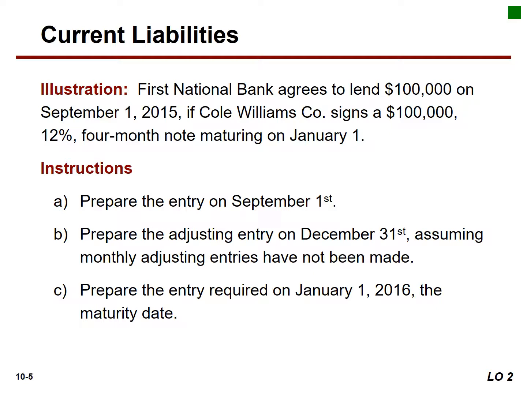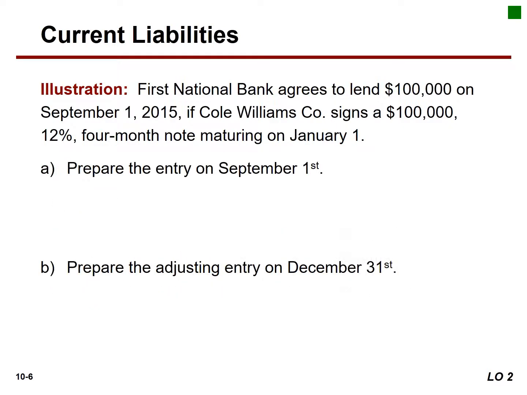So in this example, this company borrows $100,000 on a 4-month note, so it's going to be a current liability. 12% interest rate, going to mature, or the note's going to become due on January the 1st. We're going to look at the entries associated with this particular set of transactions. When the money is borrowed, we're going to debit cash because our cash is increasing. We're going to credit notes payable. Our liability is increasing.